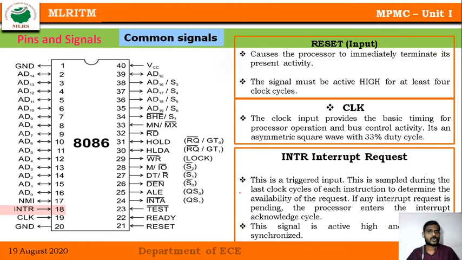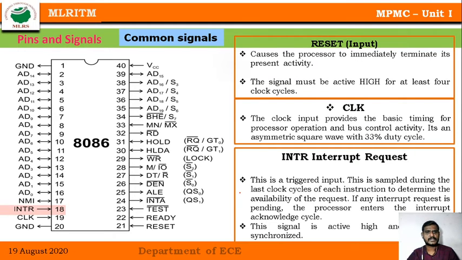One more common pin, pin number 18, is called INTR, which is nothing but an interrupt. This is an interrupt pin with a triggered input. It is sampled during the last clock cycle of each instruction to determine the availability of a request. If any interrupt request is pending, the processor enters the interrupt acknowledgement cycle. This signal is again an active high signal and is internally synchronized. In simple words, it is one of the interrupt signals.